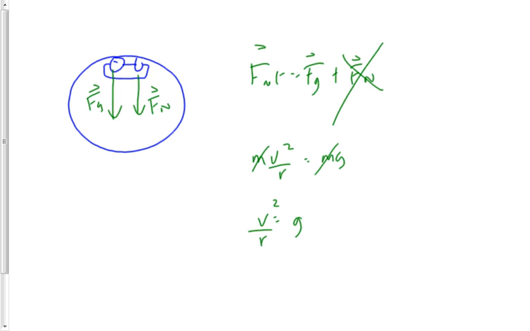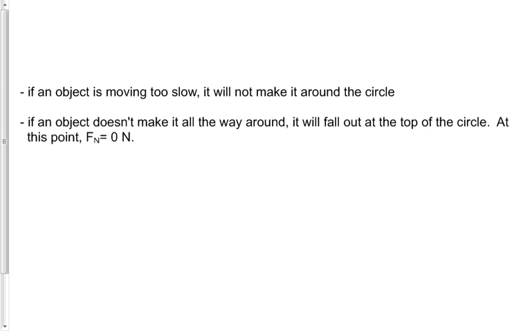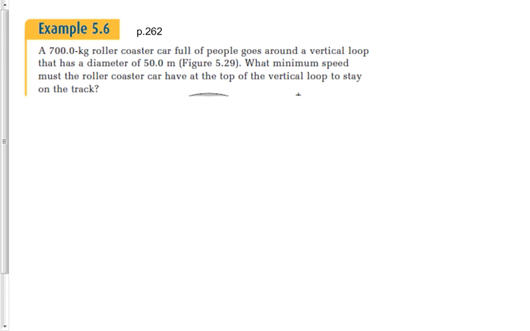Okay, let's do a problem where we have to actually find the minimum speed. 5.6 on 262. This is a new one for you. This is a 700 kilogram roller coaster car full of people, goes around a vertical loop that has a diameter of 50 meters. What's the minimum speed that it has to be going to stay on the track? So if it's going to fall out of the loop, where's it going to fall out of the loop? At the bottom or top? The top.